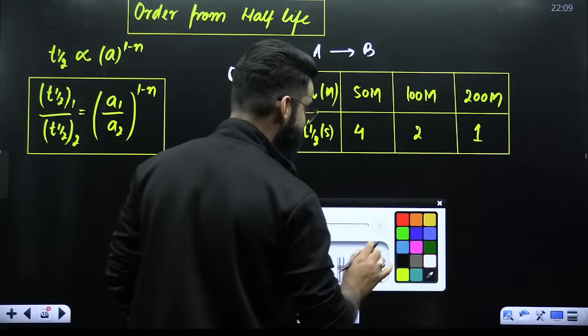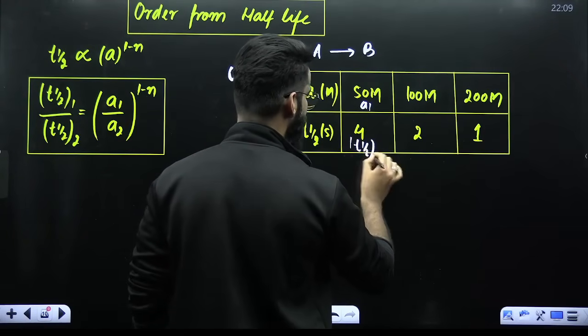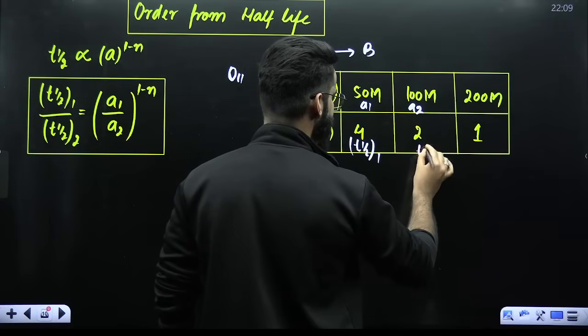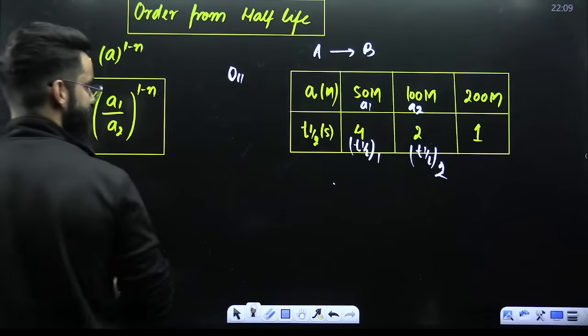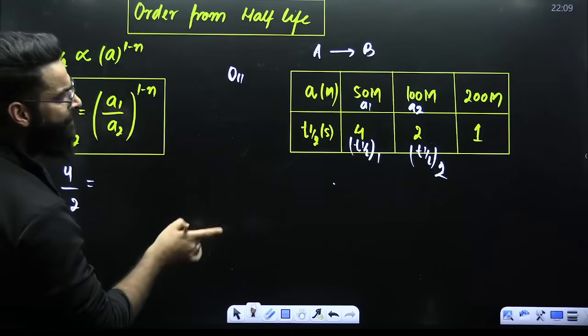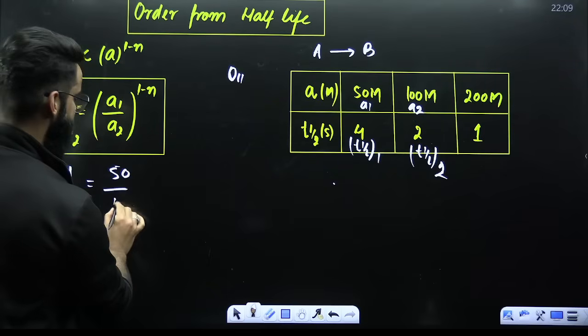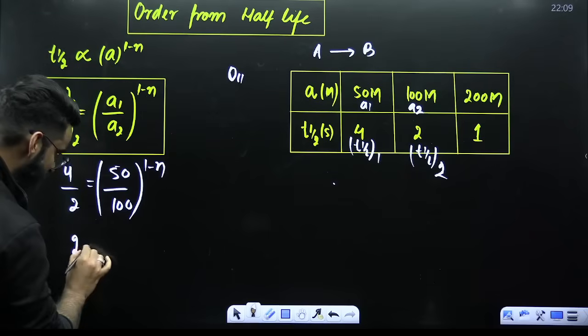My dear students, let me just do one thing. Let me call this A1, so this will be T half 1. Let me call this A2, and this will be T half 2. So I'll be putting these values into this expression. T half 1 is 4, T half 2 is 2, equal to A1 by A2, where A1 is 50, A2 is 100, whole raised to the power 1 minus n, where n represents order. So this value comes out to be 2.